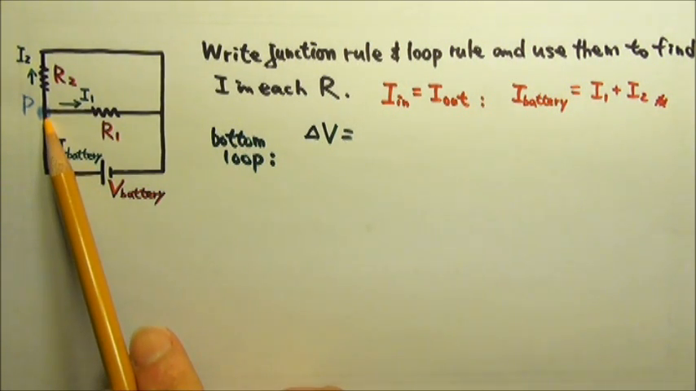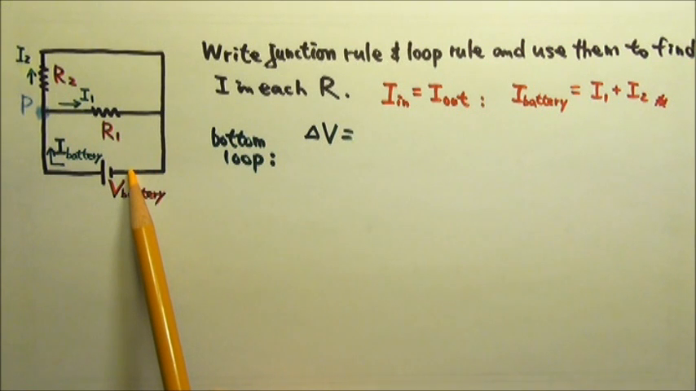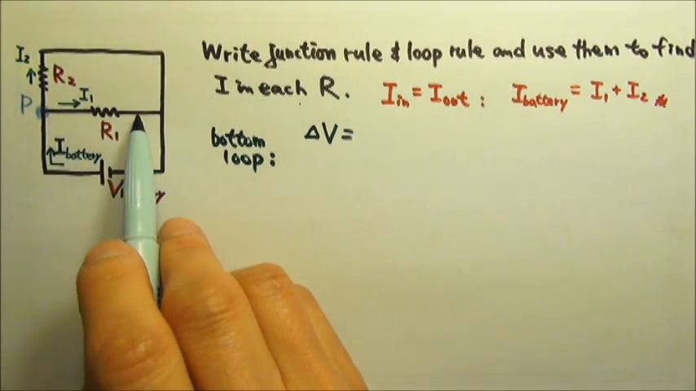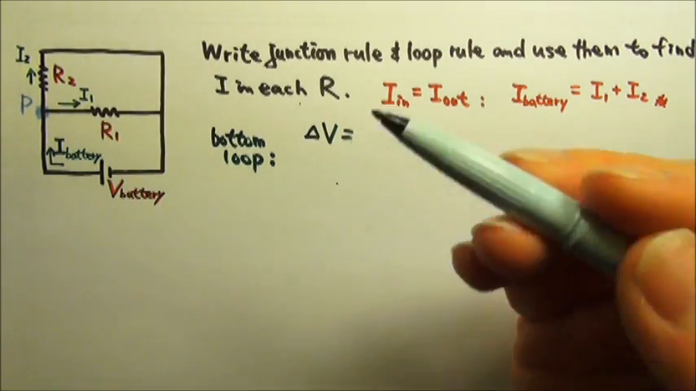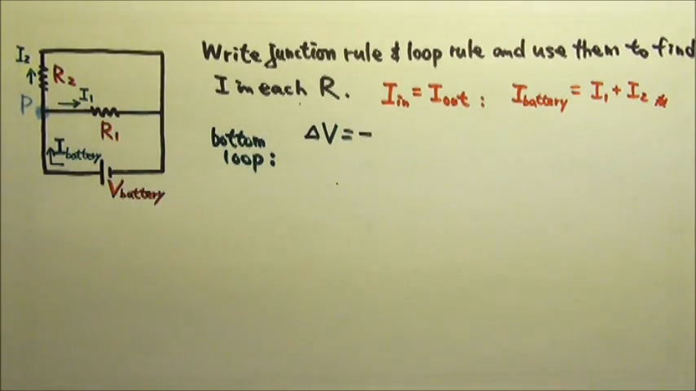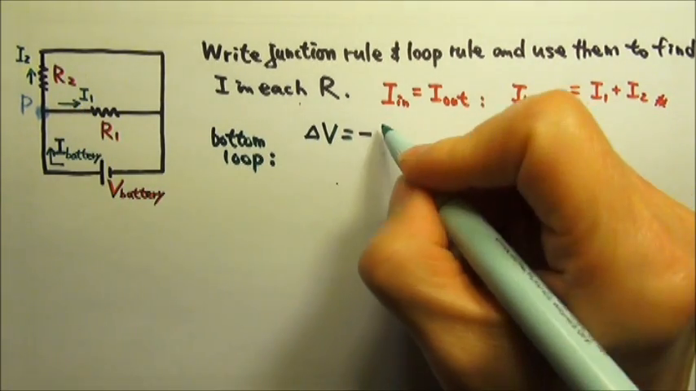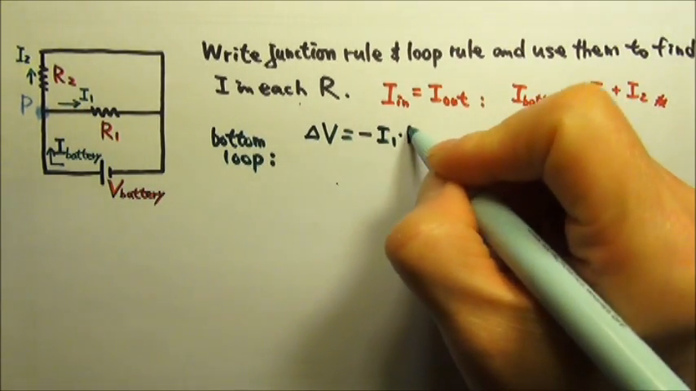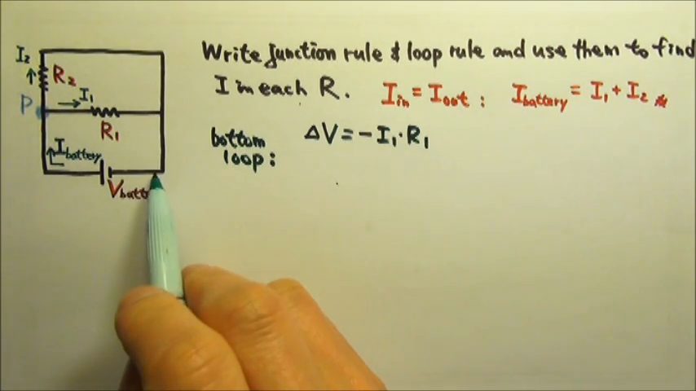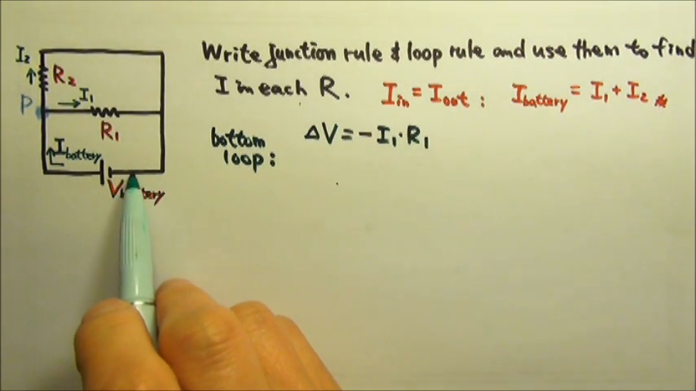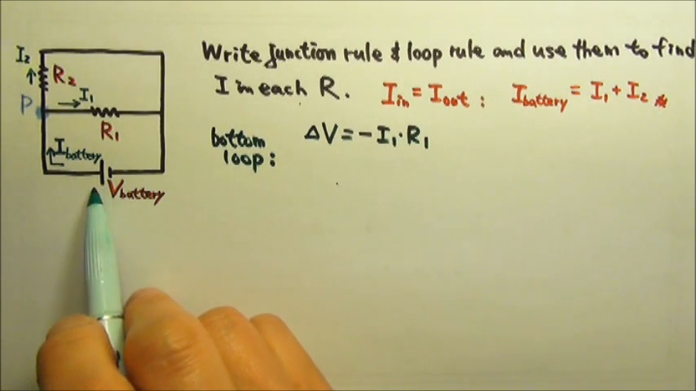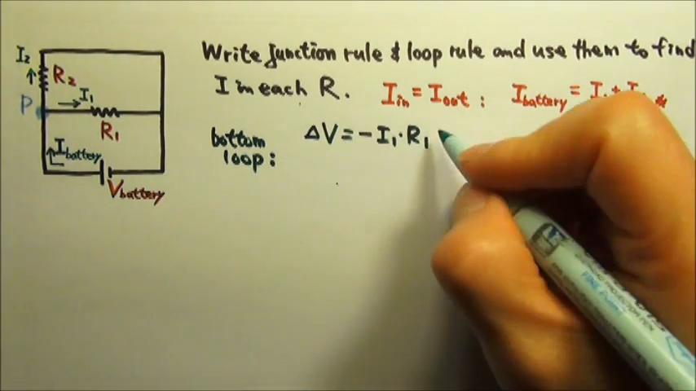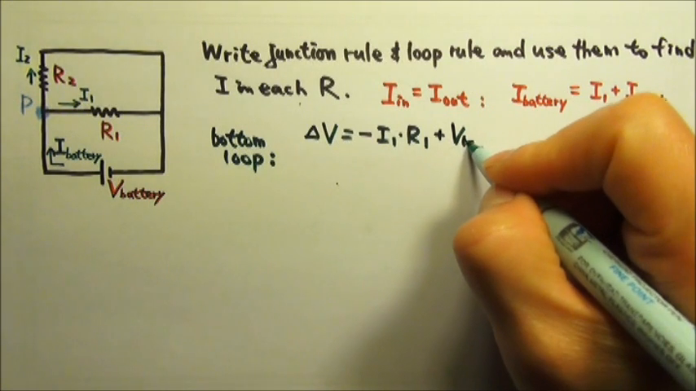Starting from point P and following the current clockwise, I'm going across a resistor, so the potential is going to decrease. It's going to decrease by I times R, so this will be I1 times R1. And then I'm going across a battery, from the negative terminal to the positive terminal. So the potential is going to increase, and it is increased by the voltage of the battery. So plus V sub battery.